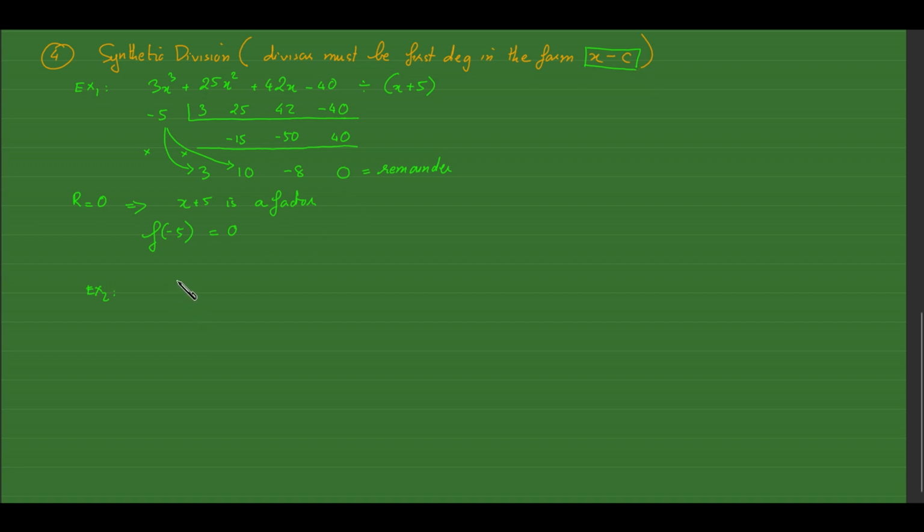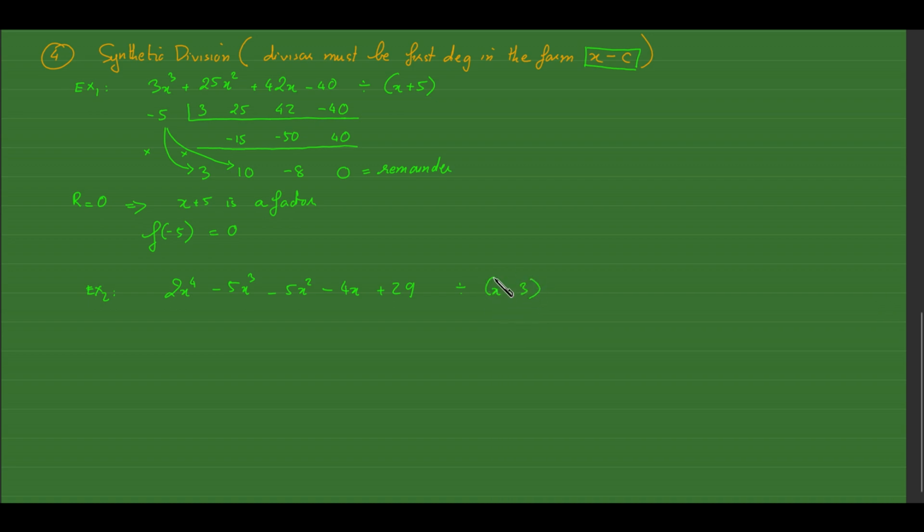I want to divide this one, so we have 2x to the 4 minus 5x to the 3rd minus 5x squared minus 4x plus 29. Okay, so that's the dividend polynomial, and I want to divide it by x minus 3.